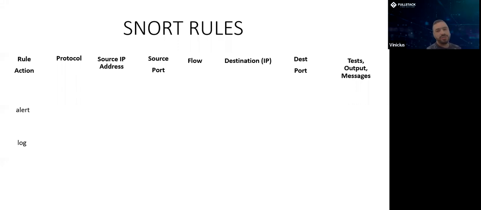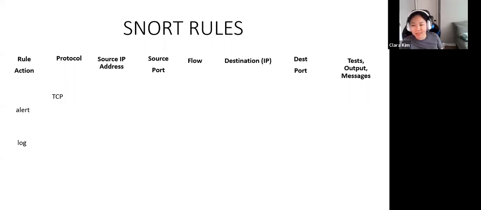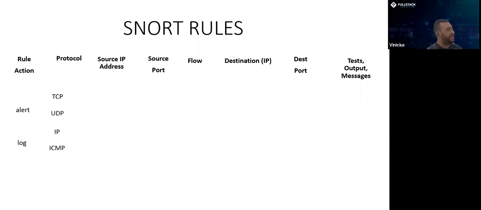For protocol, we have 4 options, maybe more, but can you guys mention any of the 4 options for protocols? I'm going to give you the first one, TCP. What else can I put there? UDP. ICMP, UDP, TCP. What does that mean, IP?